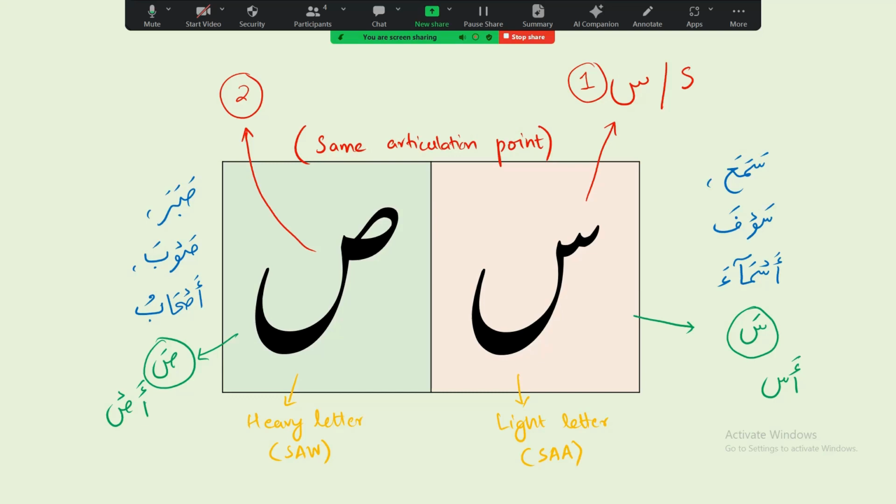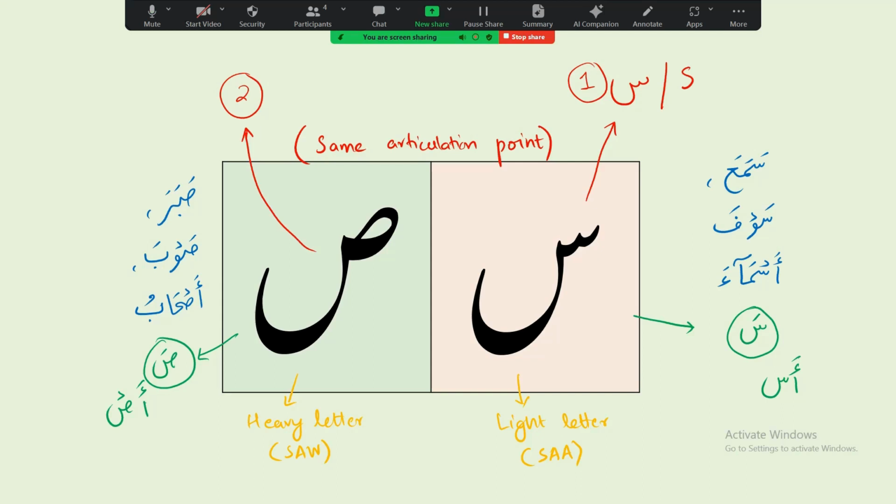The first letter is a light letter and the second letter is a heavy letter. I've already mentioned that whenever we make any letter heavy in Arabic, we do the same procedure: we raise the back part of our tongue. What that does is that we keep some of the air in our mouth, and we remove only some of it. Our mouth becomes kind of full, and that makes the sound heavy.